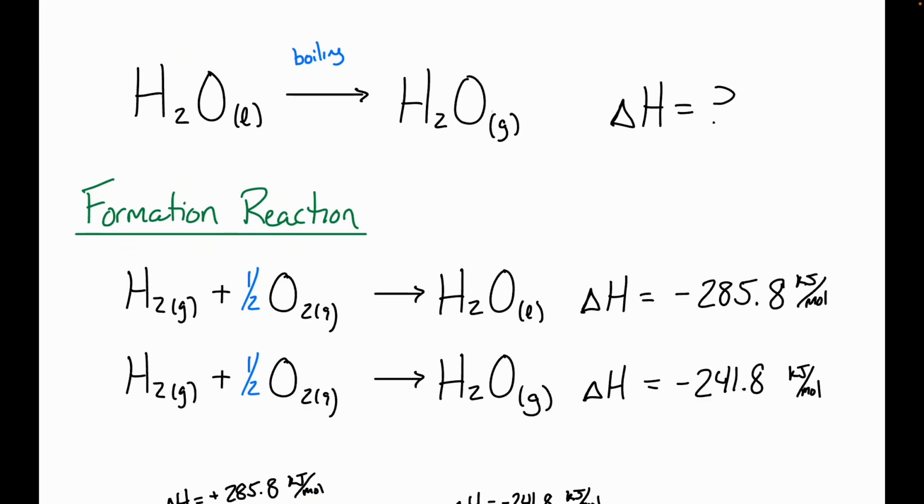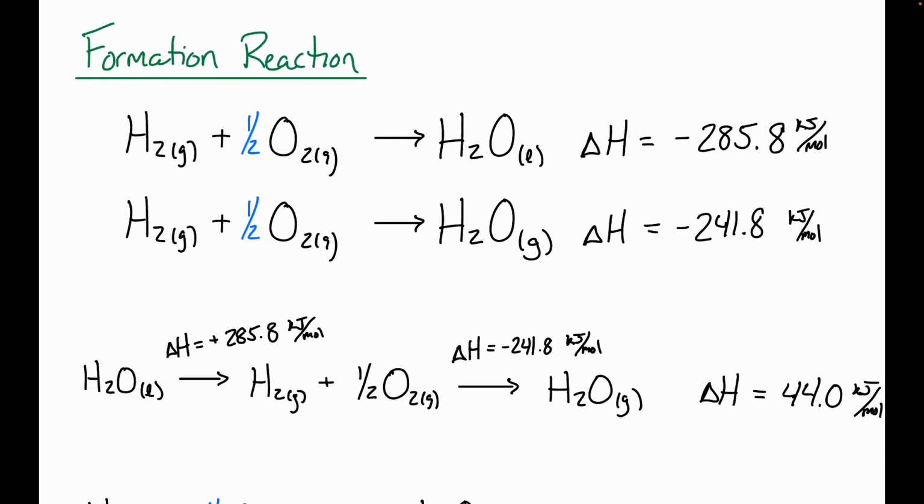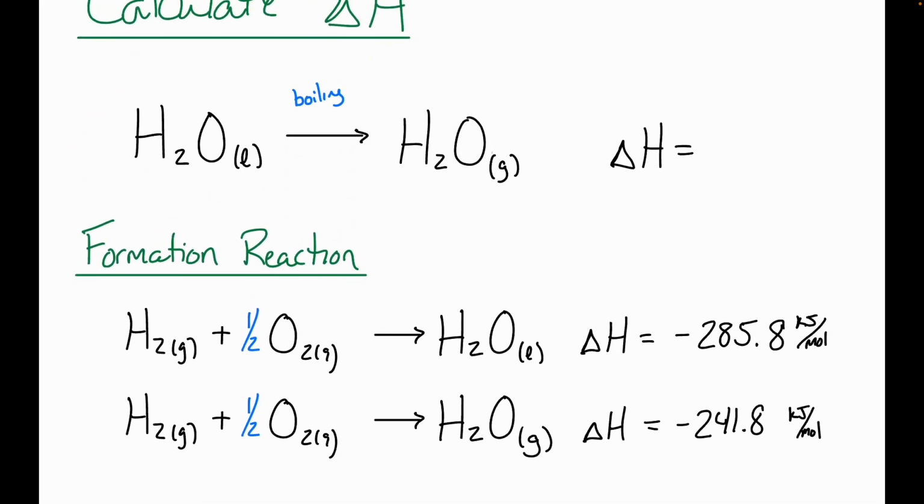I can use those pieces of information together to figure out my change in enthalpy of my overall reaction by imagining that I break it up into these steps. First, I take my reactant and break it up into those standard state elements. And then I take those and combine them back. And again, our change in enthalpy doesn't matter what we do in the middle here. It only matters where we start and where we end. So using those two values together, I can find that my change in enthalpy for my reaction is positive 44.0 kilojoules per mole.